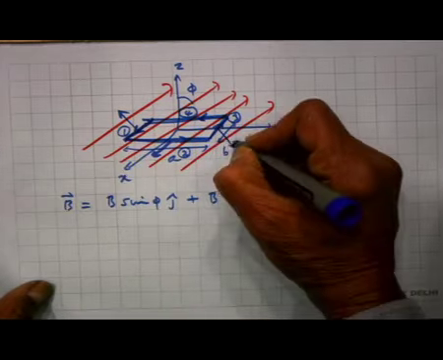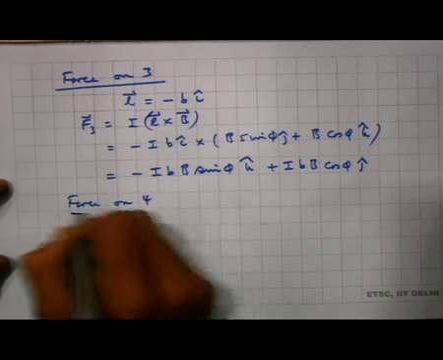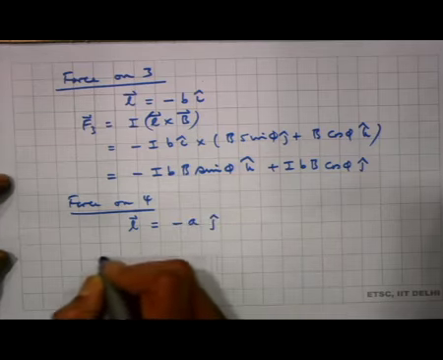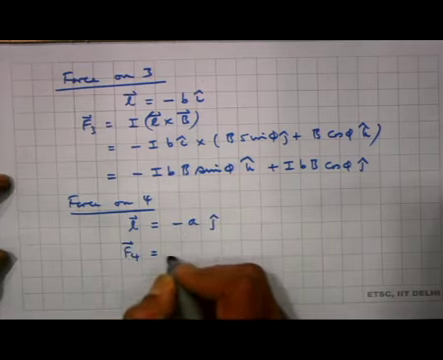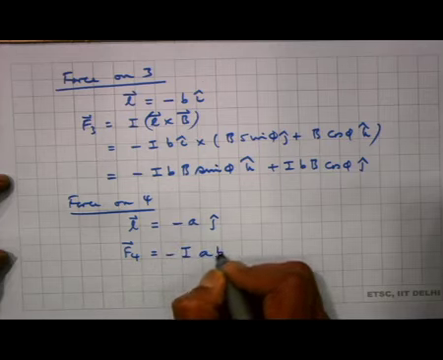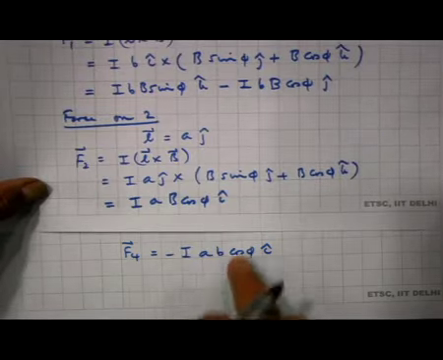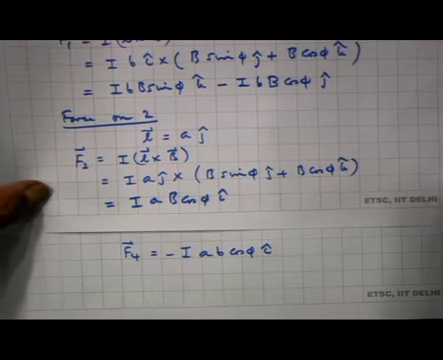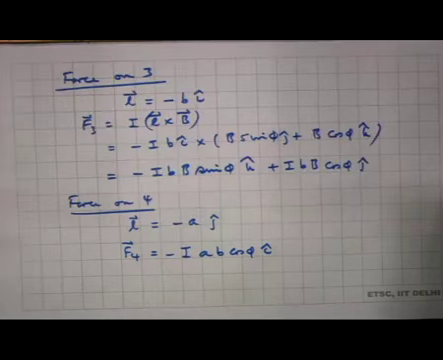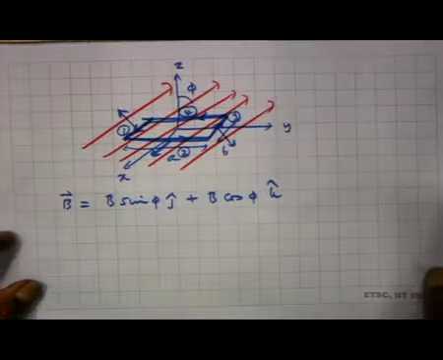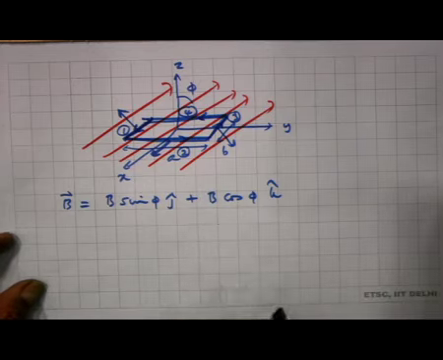direction. Similarly, I will leave it to you to calculate the force on 4. So, the L vector for this will be equal to minus a j cap, and F4 will come out to be minus I a b cos phi i cap, which is just the minus of this force. Here it was I a b cos phi i cap, here it will be minus I a b cos phi i cap. So, there are four parts to this current carrying conductor, and I have calculated the forces on each of these parts.